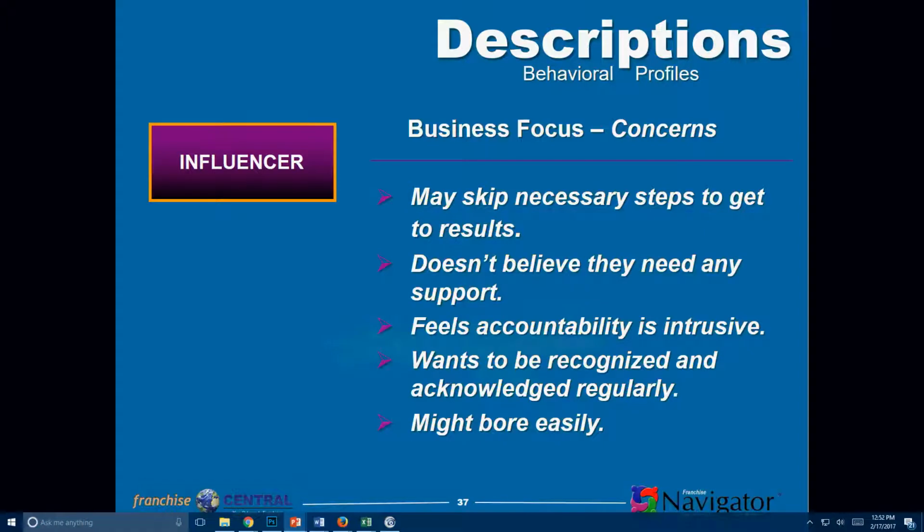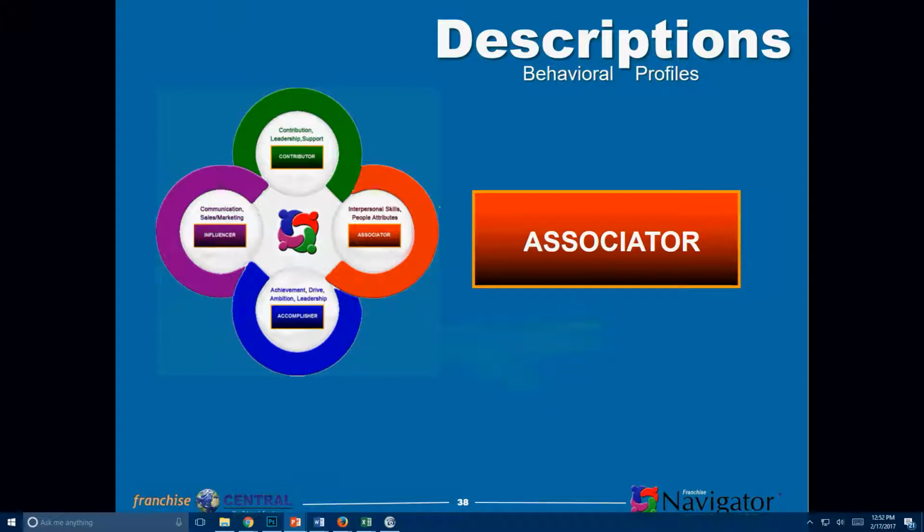But they're going to skip. They're going to play leapfrog. And they don't believe they need any support. So the minute a franchisor starts policing an influencer or watching carefully what an influencer is doing, they feel it's intrusive. They feel that accountability to others is not a good thing for them. And then on the other hand, they bore easily. So their minds are racing. Their minds are wandering. So that's the influencer.